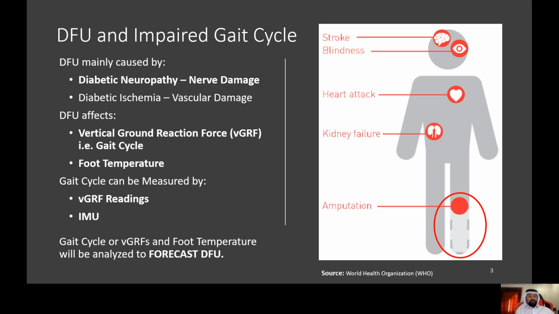Diabetic foot ulcer is mainly caused by two things: diabetic neuropathy, which can damage the nerves, and diabetic ischemia, which is the vascular damage. Our project will concentrate more on the nerve damage. The diabetic foot ulcer affects three things: vertical ground reaction force, gait cycle, and foot temperature. The gait cycle can be measured by two things: vertical ground reaction force readings and the IMU. The gait cycle, the vertical ground reaction force and the foot temperature will be analyzed to forecast the diabetic foot ulcer.